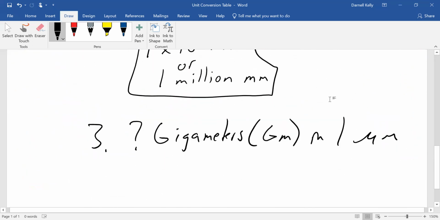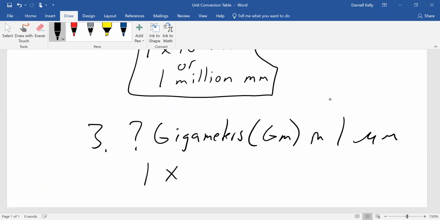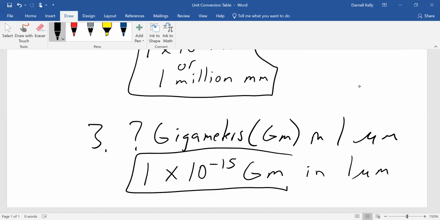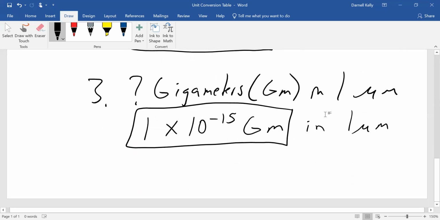Okay, so take the known number for micrometer. 1 times 10 to the minus 15 gigameters, and 1 micron, or a micrometer. Micron is just a short name for micrometer. But here's our answer: 1 times 10 to the minus 15.